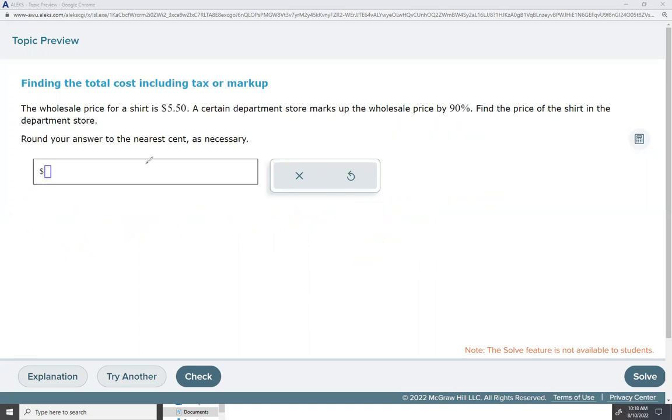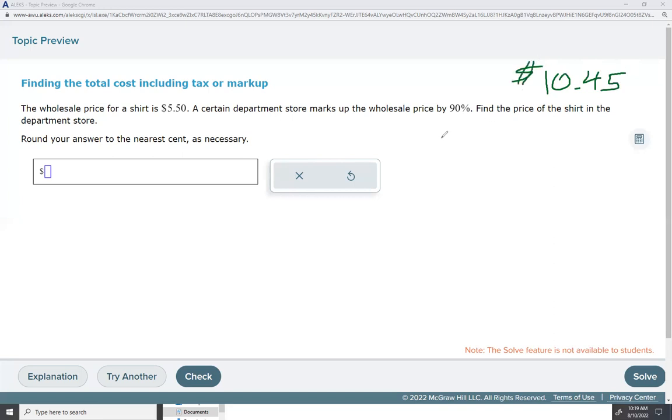Okay, so the wholesale price for a shirt is $5.50. A certain department store marks up the wholesale price by 90%. If you mark it up by 100%, that means you're taking the original amount, the original 100%, and adding that back on. In other words, you're doubling it. So when they say 90%, they're not quite doubling the price, but close. Double this would be $11, so the department store is going to sell it for a little less than $11. My guess is around $10.45 or so. I'll even write that down because that's my guess.